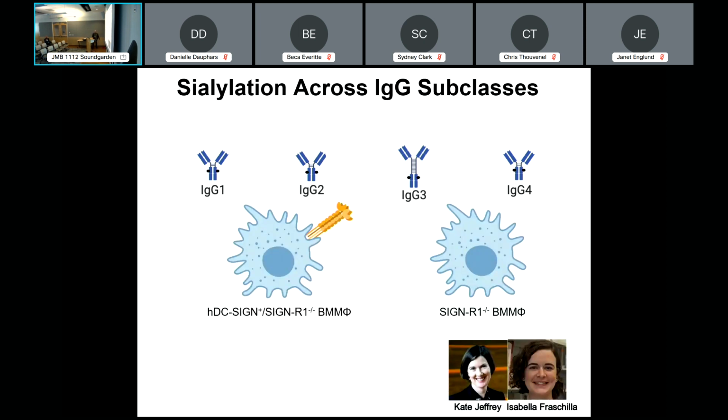Those are all at the same asparagine. Yes, it's all that N297 site, absolutely.